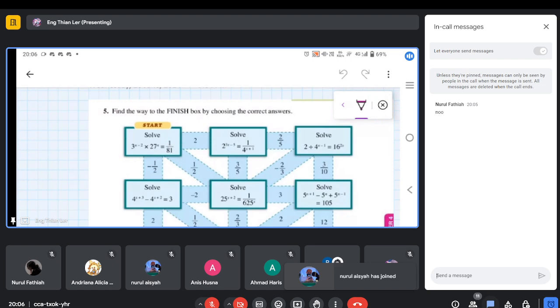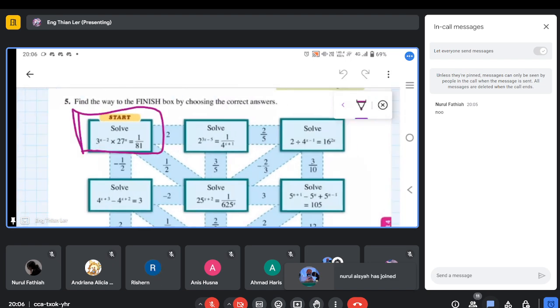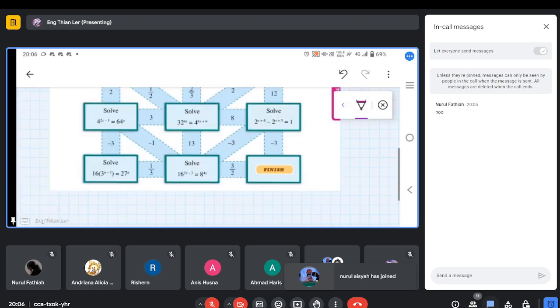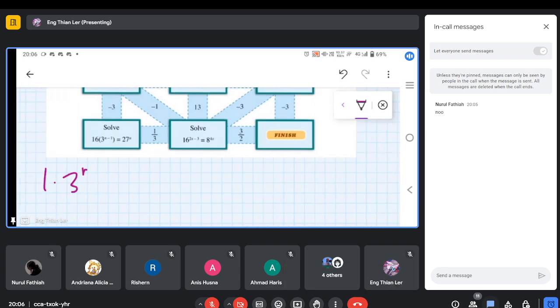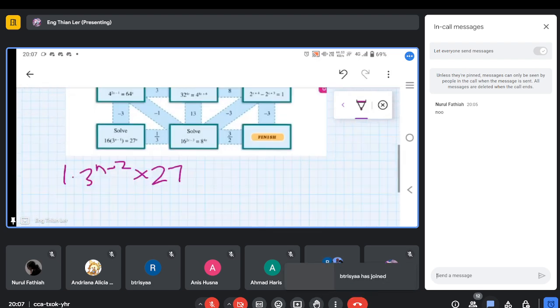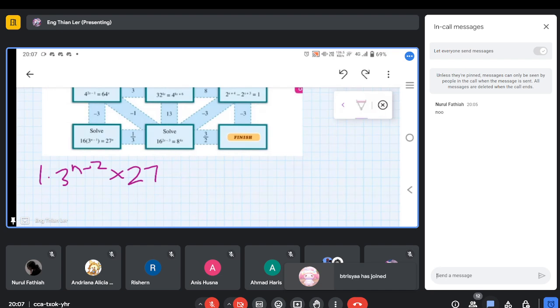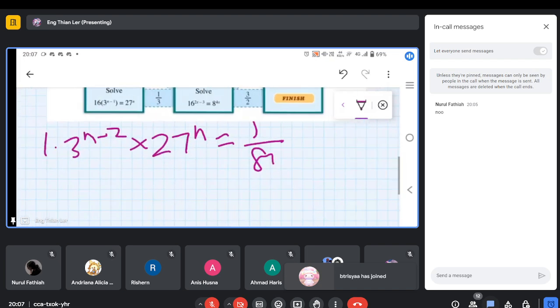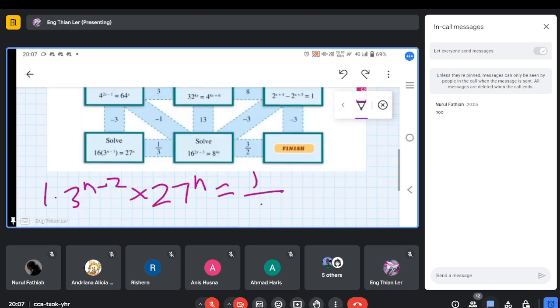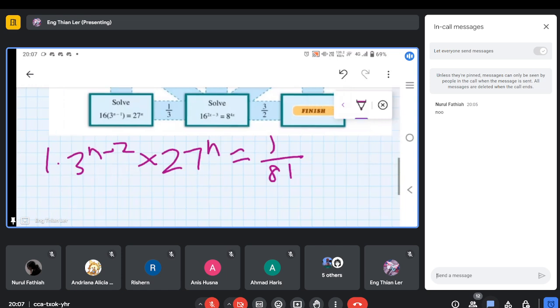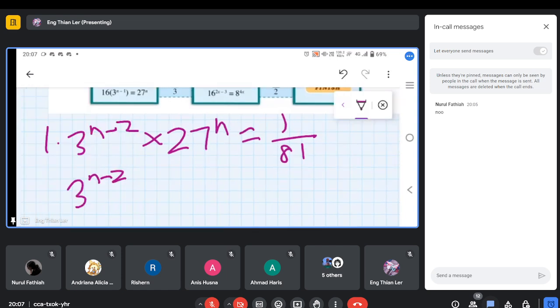Okay, so first we start from here. 3 to the power n minus 2 multiplied by 27 to the power of n, equal to 1 over 81. Now, this is very complicated. We need the base of everything to be 3. So this will be the same, 3 to the power n minus 2. And what is 27? It is 3 to the third, and also to the power of n.